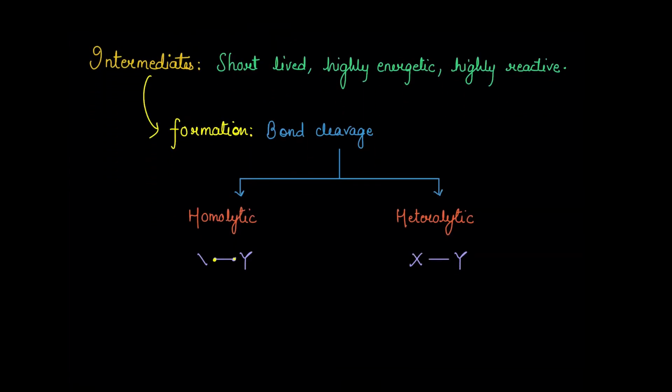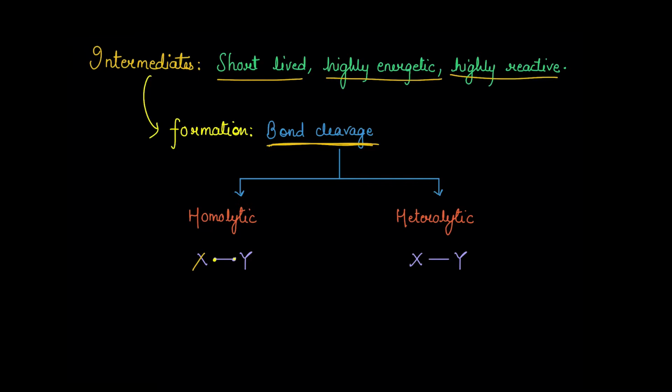First, we'll be looking into intermediates. So what are intermediates? They are short-lived, highly energetic, and highly reactive species, and they are formed during bond cleavage. Bond cleavage can be of two types, homolytic as well as heterolytic. Homolytic means equal distribution of electrons.